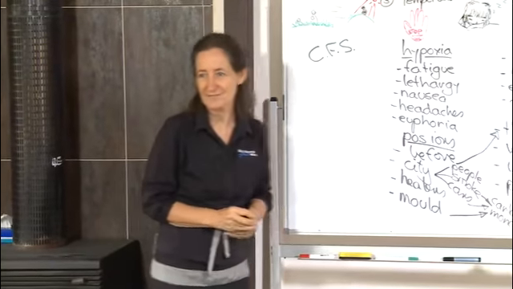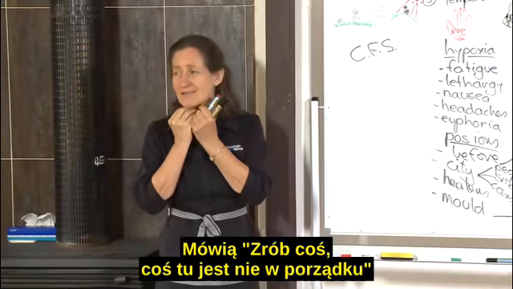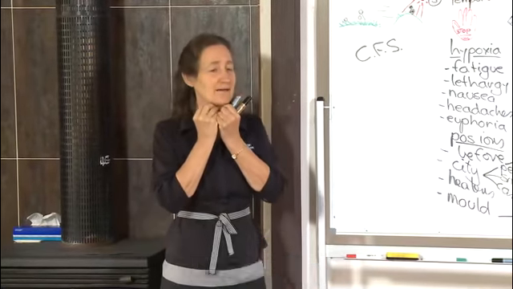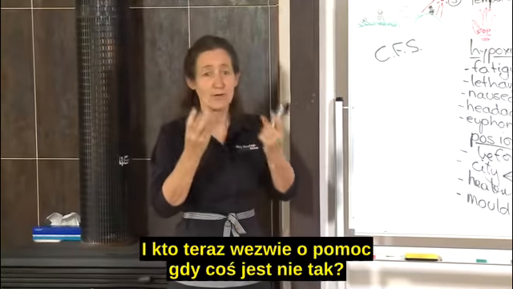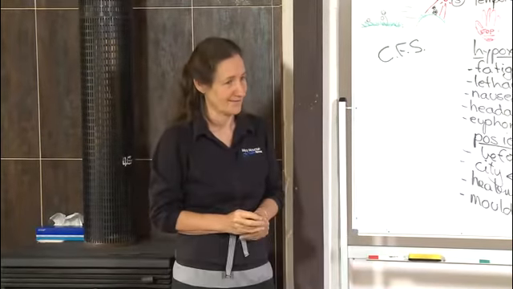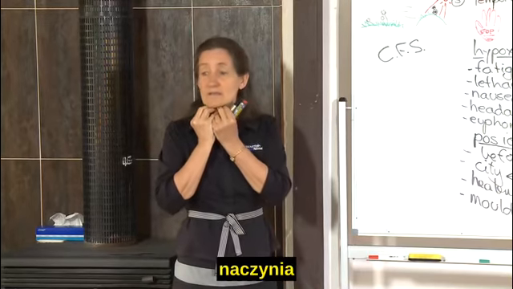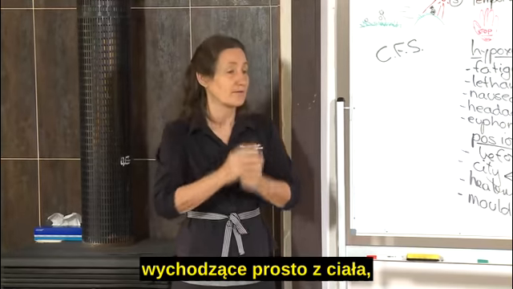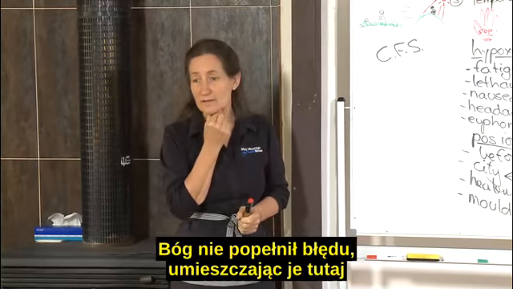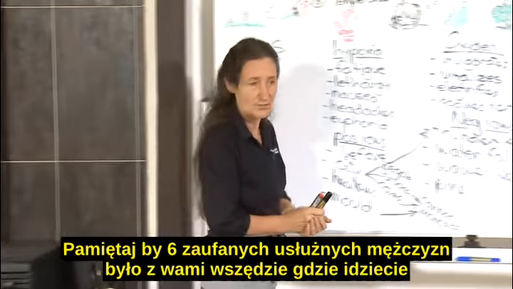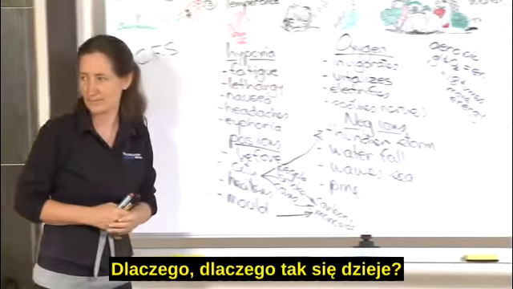Interesting. You know what the tonsils are? They're just the watchman at the gate. They're saying, do something, something's wrong here. So what do we do? Just take the watchman at the gate out? Who's going to call out now and tell you something's wrong? They're the largest lymphatic vessel that goes straight out of the body. And God didn't make a mistake when he put them there, yeah? Remember, keep your 6 trusty serving men with you everywhere you go. Why? Why is it happening?